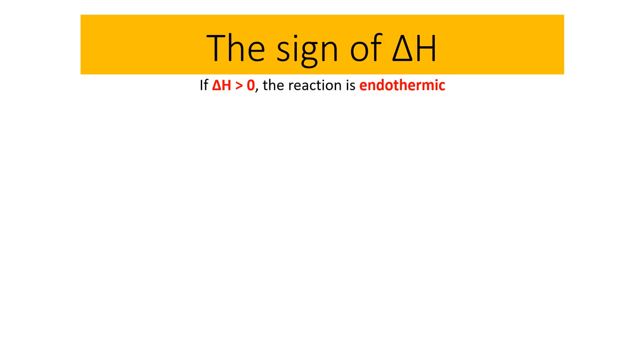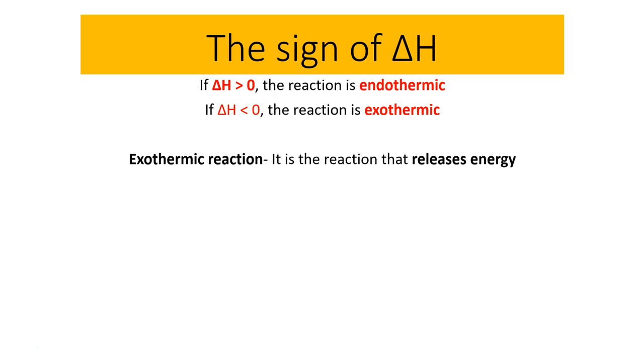Now let's get to endothermic and exothermic reactions. If delta H is bigger than 0, if it's a positive number, say 300 kilojoules, it shows you that the reaction they're talking about at that stage is endothermic. And if delta H is smaller than 0, then the reaction is exothermic.